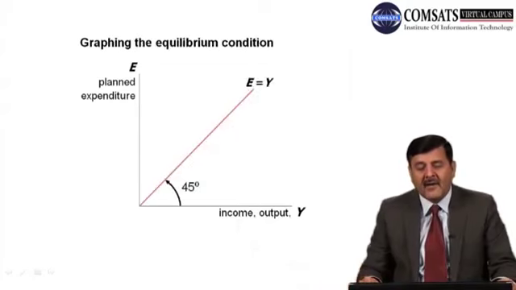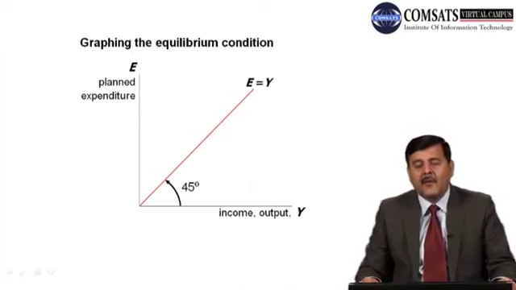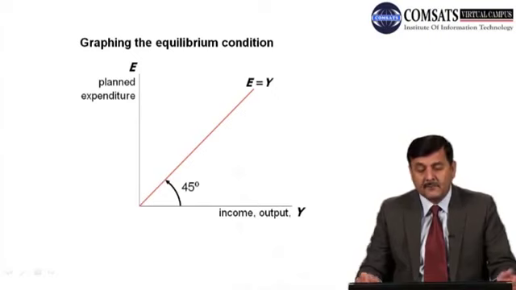Then we have an income line, because as we know, income is also equal to the expenditure of the economy at equilibrium. So E is equal to Y. Again on the y-axis we are measuring planned expenditure, on the x-axis we are measuring income, and we have an income line which is a 45-degree line, which shows that there is a positive relationship between these two, expenditure and income in the economy.